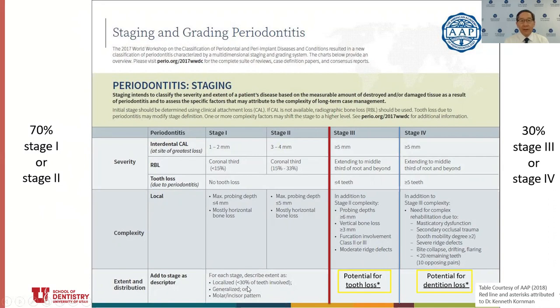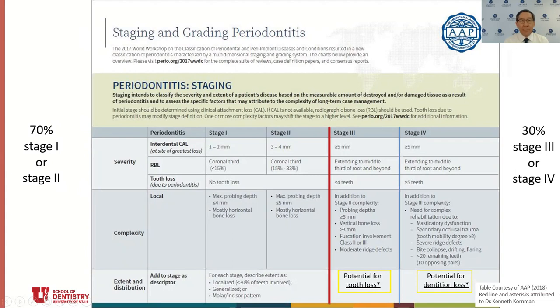If you have less than 30% of teeth involved, it would be considered a localized stage 1 or a localized stage 2 periodontitis. But once you get more than 30%, you would call it a generalized stage 1 or a generalized stage 2, 3, or 4.